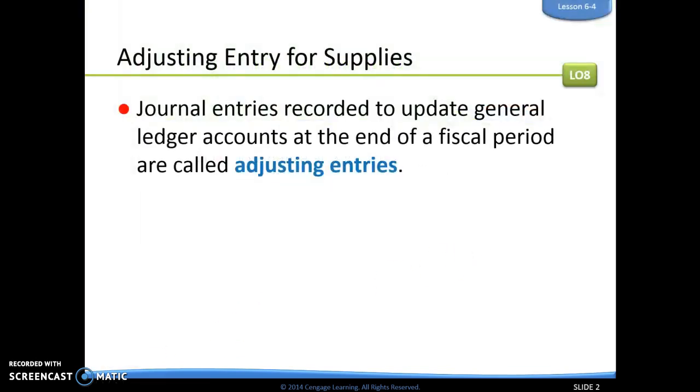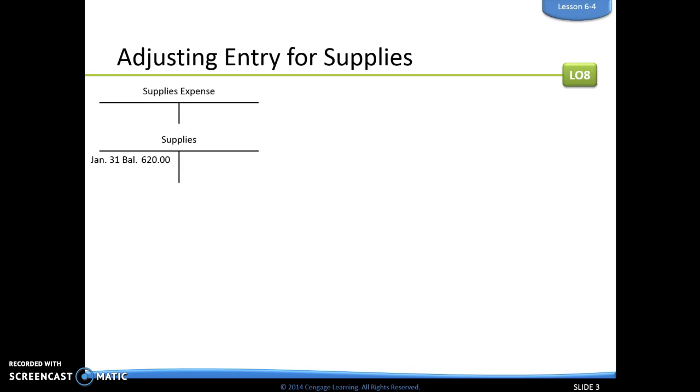Adjusting entries are the journal entries that are recorded to update general ledger accounts at the end of the fiscal period. We've actually already kind of done these adjusting entries. It's just now we need to put them into the journal so that the general ledger also shows that update.